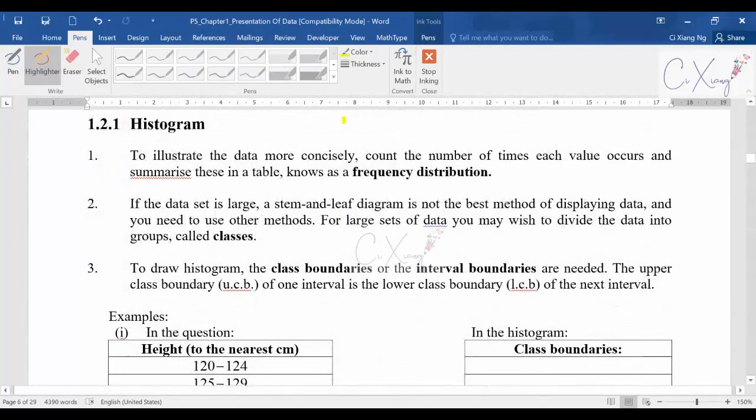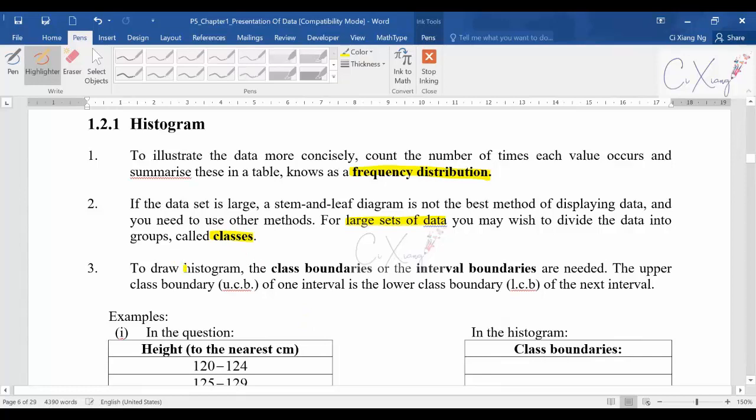For a histogram, generally, when you have a lot of data and it is too many already, people will try to group them in classes or summarize all the data in a table, and we call it a frequency distribution. When the data set is large, a stem and leaf diagram, the stem plot, will not be the best method to display data anymore, because you need time to put in the data one by one into the stem plot. So that's why we need other methods. Usually for a large set of data, we will divide the data into different groups, and we call them classes.